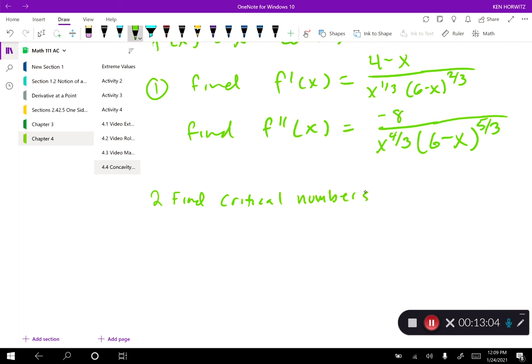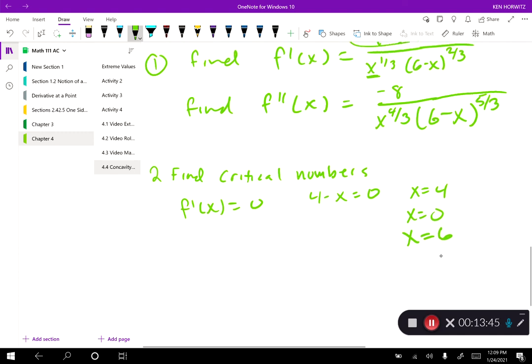All right. So to find out when f prime equals 0, we just use the top: 4 minus x equals 0, so x equals 4. And then I can look at the bottom and say if x equals 0, the bottom equals 0, and if x equals 6, the bottom will equal 0. And if the whole bottom equals 0, that means our first derivative does not exist. So all three of these are critical numbers.